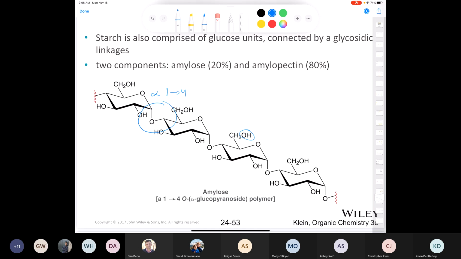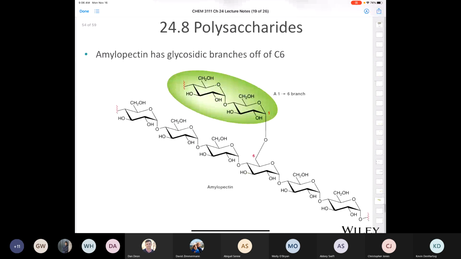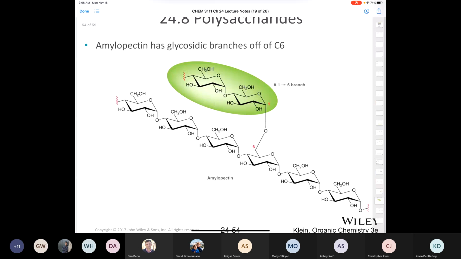Whereas glycogen, if you've heard of glycogen, is very similar in structure to amylopectin. The only difference is the size of the branches. Glycogen's branches are more frequent and they're shorter. So here's the branches off of C6. Again, if you look at the branches on glycogen, they're just more frequent and shorter, nothing more than that.